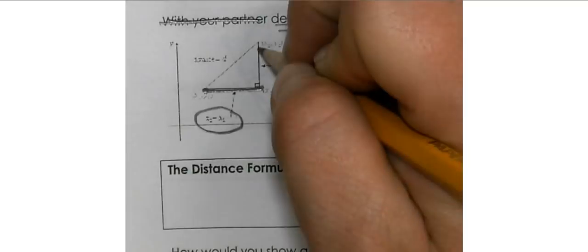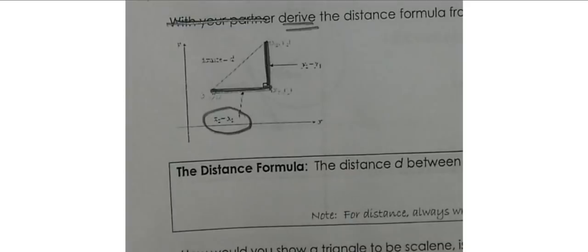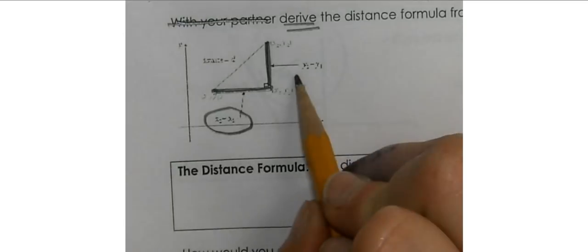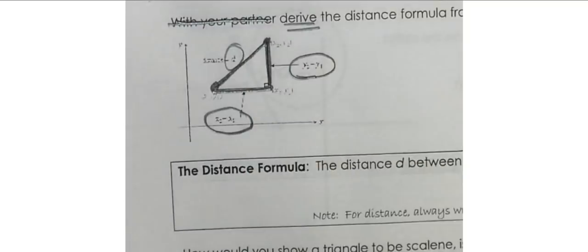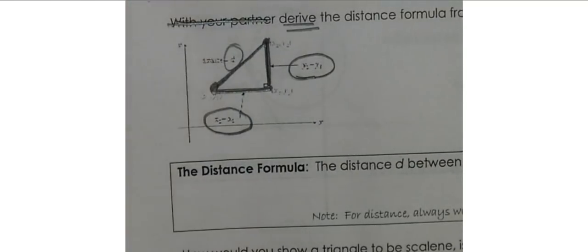And the length of this side is going to represent the difference between y2 and y1. And then what we have here is our hypotenuse, and we're calling that hypotenuse d, the distance between these 2 points. So we know from working with right triangles that we can use the Pythagorean theorem, which is a squared plus b squared equals c squared. So a and b in this case represent our side lengths.